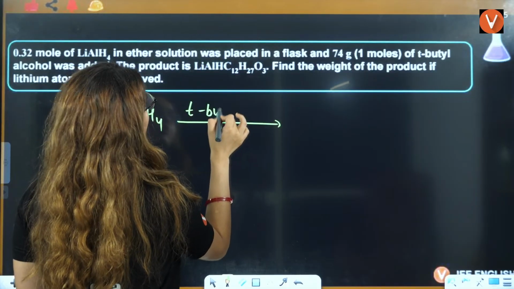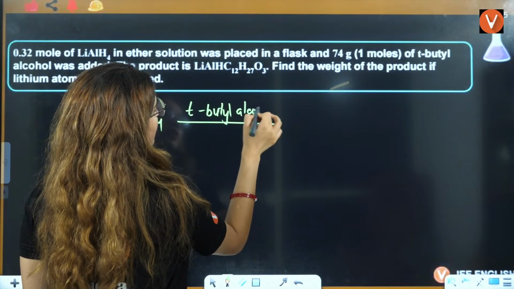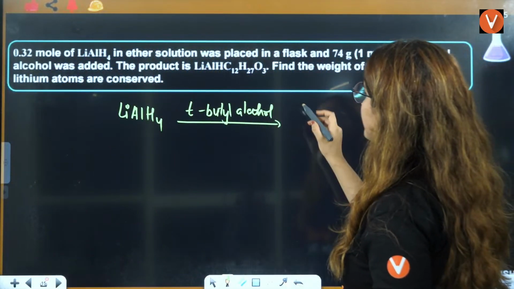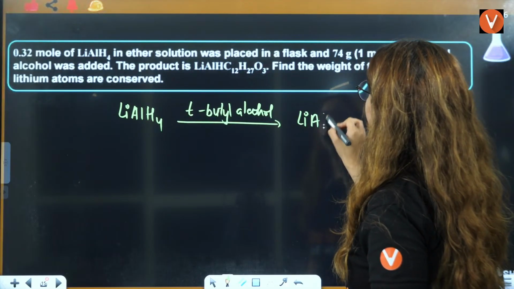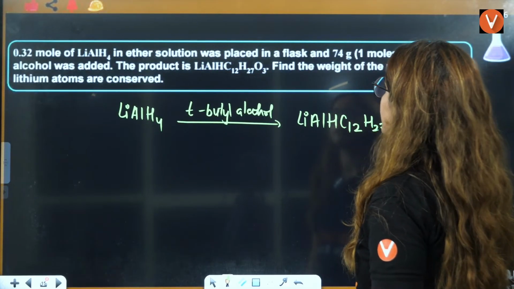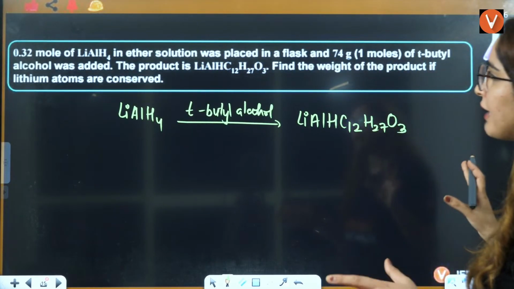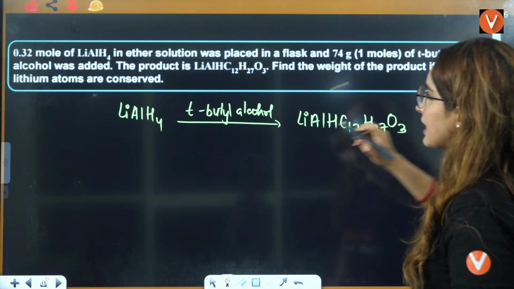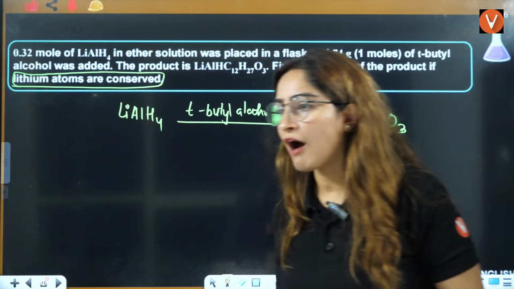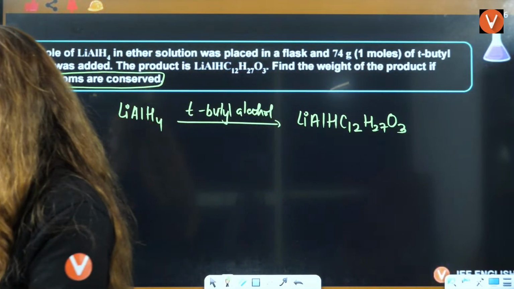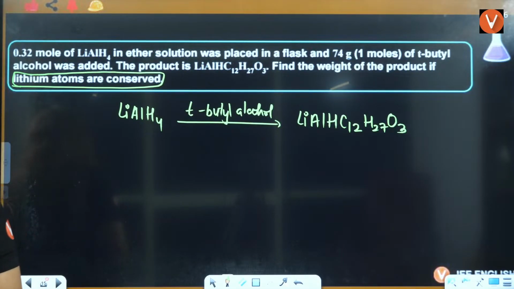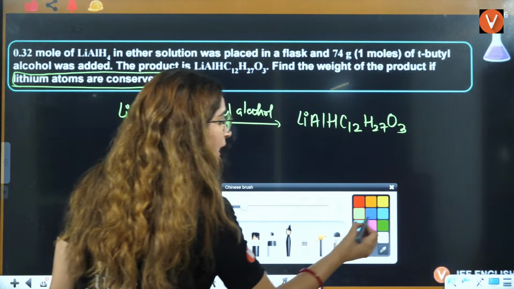Here you have tert-butyl alcohol, and here you have added. They are saying the product is coming out to be LiAlH C12H27O3. Find the weight of product if lithium is conserved. Can you see they are saying that lithium is conserved? Already a hint is given to you that you have to apply POAC here, right? Got it? That is how you can apply POAC here.